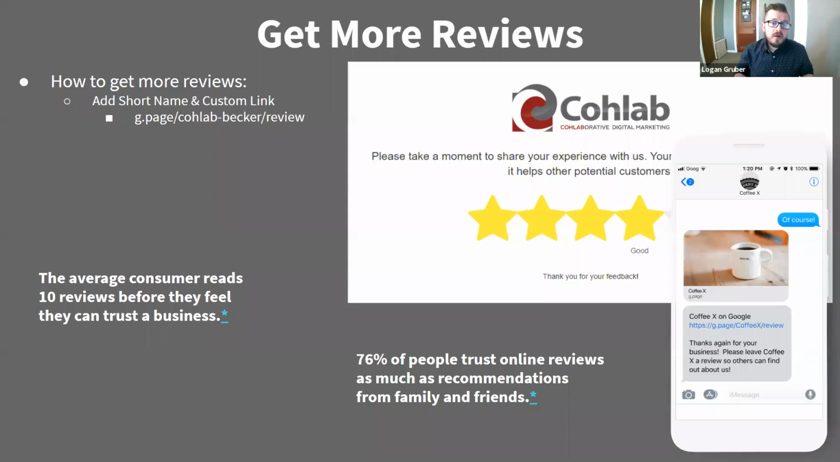We talked earlier about adding a short name and custom link. So for us, that's Cohlab-Becker. To let someone leave you a review, all they have to do is type g.page/Cohlab-Becker/review, or you can send them that link. It's a little bit shorter than saying, type in my name on Google, and then hopefully you see the thing, and then you can go down and click reviews. It's just a quicker way. It pops the reviews right up so that they can leave a review right away.